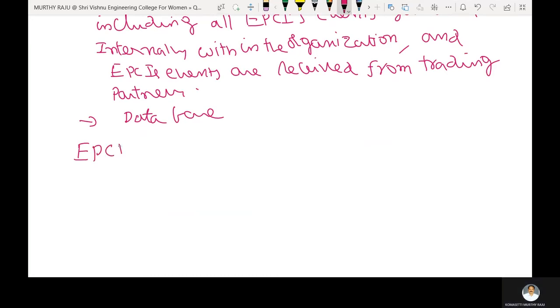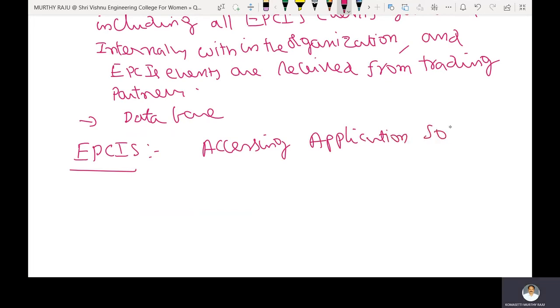Next, the EPCIS accessing application. That is a software. The software is responsible for carrying out all enterprise business processes such as warehouse management, shipping and receiving, historical throughput analysis, and so on.